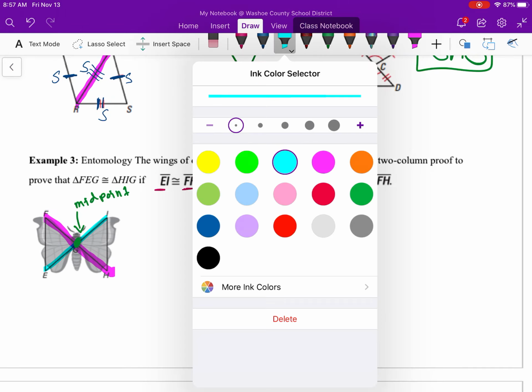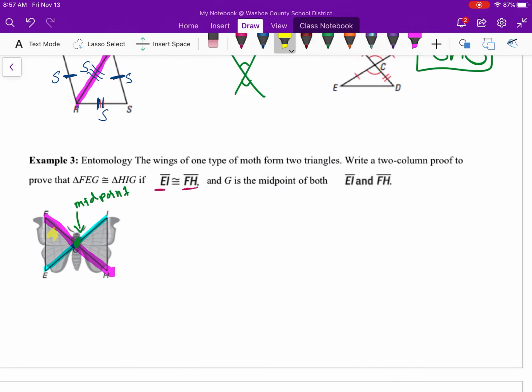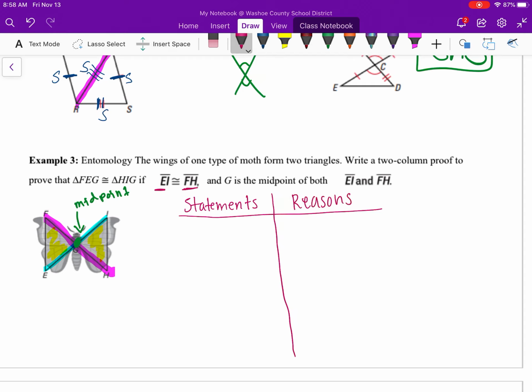And it wants me to prove again that these two triangles, let me go ahead and highlight them, like this triangle and this triangle are congruent. That's what it wants me to prove. So I'm going to go ahead and write a two-column proof. I know it's been a while since we've done proofs, but on the left side, we're going to have our statements. And on the right side, we're going to have our reasons.